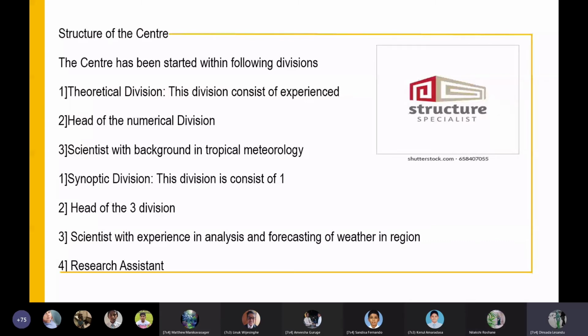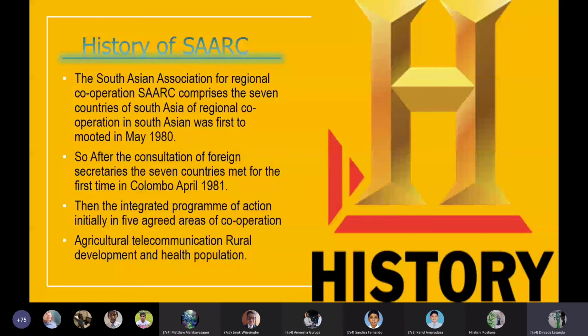Next, I'm going to talk about the history of SAARC, the South Asian Association for Regional Cooperation. SAARC comprises the 7 countries of South Asia. Regional cooperation in South Asia was first promoted in May 1980. After the consultation of foreign secretaries, the 7 countries met for the first time in Colombo in April 1981. In my view, this was the first meeting of the committee.